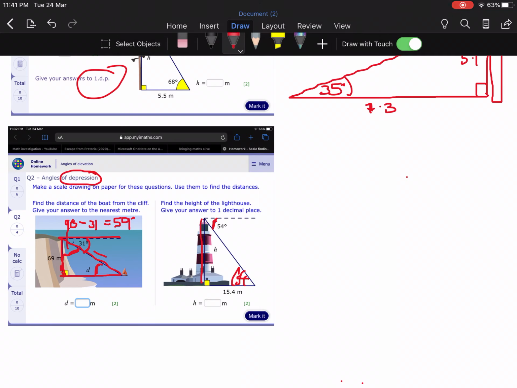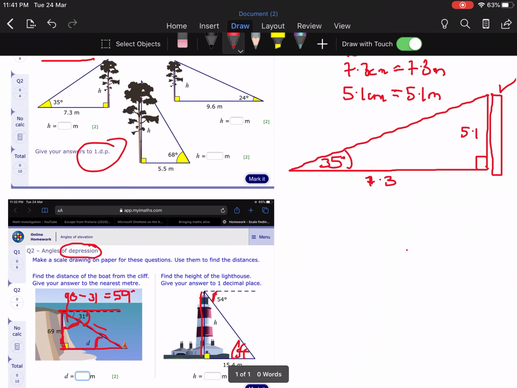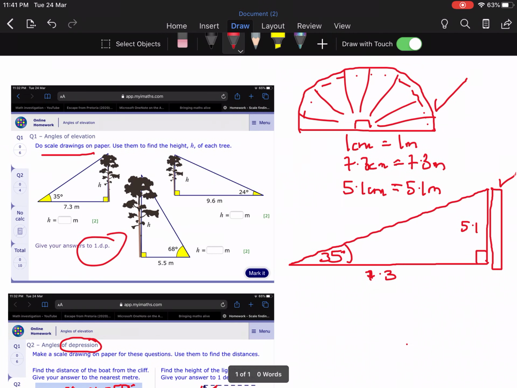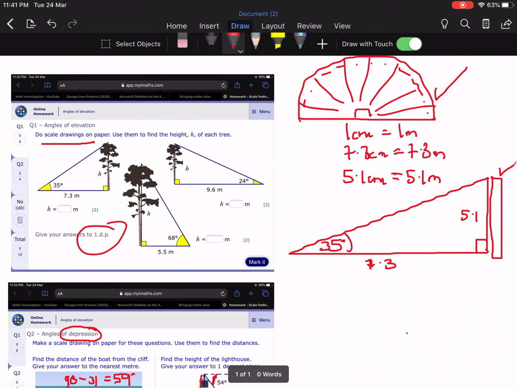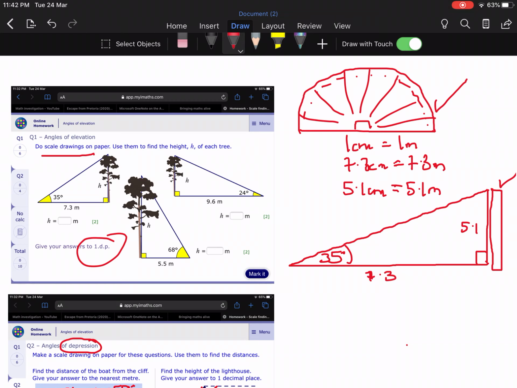So if you know how to use a protractor and a ruler, this shouldn't be that difficult. It's just a case of measuring your angle correctly and using a 1-to-1 scale. So it's very important that you use a 1-to-1 scale. Makes life a whole lot easier to use centimetres from metres. Okay guys, hopefully that's enough information for you to complete that task.